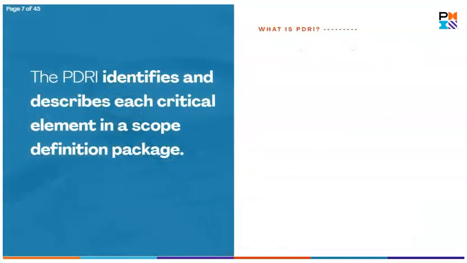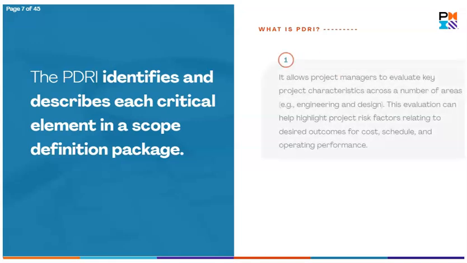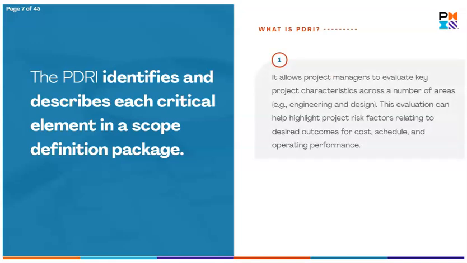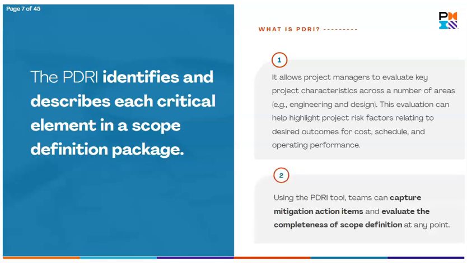The Project Definition Rating Index, or PDRI, is a useful tool that identifies and describes each critical element in a scope definition package. It allows project managers to quickly identify project risk factors relating to desired outcomes for cost, schedule, and operating performance. Using the PDRI tool, teams can capture mitigation action items and evaluate the completeness of scope definition at any point leading up to the detailed design and construction phase. Click here to download a PDF.